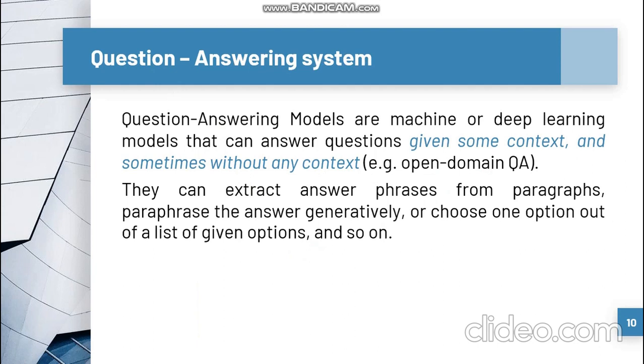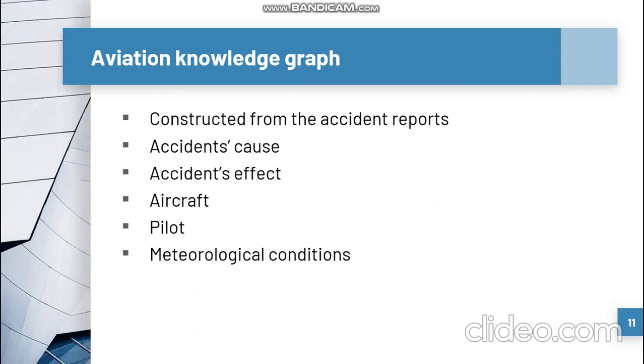So what is actually a question answering system? Question answering models are machine or deep learning models that can answer questions given some context and sometimes without any context. So they can extract answer phrases from paragraphs, paraphrase the answer generatively, or choose one option out of a list of given options, and so on.